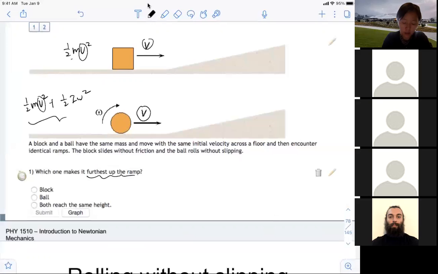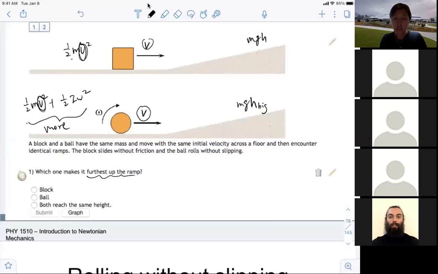So the ball overall has more energy than the block, which means when all of that is translated to mgh at the top, this one will have a bigger height than the block. Okay, so you can see why, going from the top to the bottom, the same argument applies. It's conservation of energy, but if you're going from the bottom with the same velocity, it means that the ball has more energy to begin with.